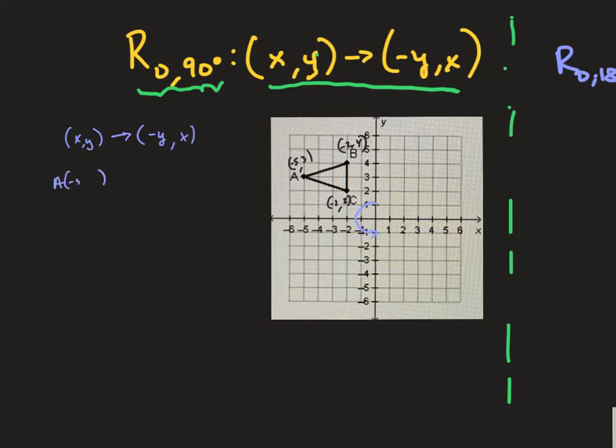Okay, so as I go ahead and do this transformation or this mapping, A is going to be -5, 3, and it is going to map to, okay, so it looks like my new x value is going to be -y. So if my old y value is 3, my new x value is going to be -3. And then my new y value is going to be x, which is going to be -5.